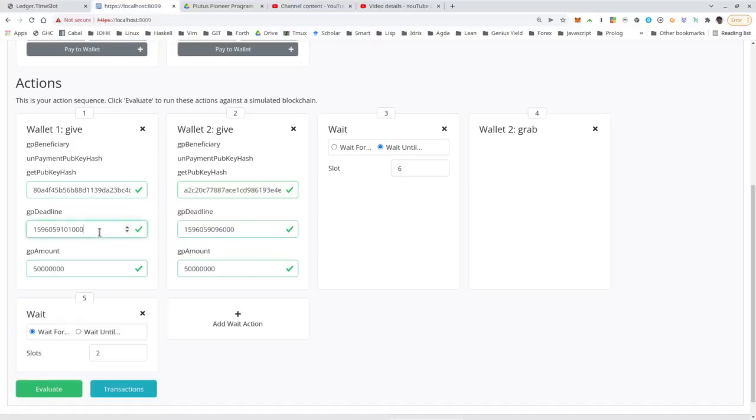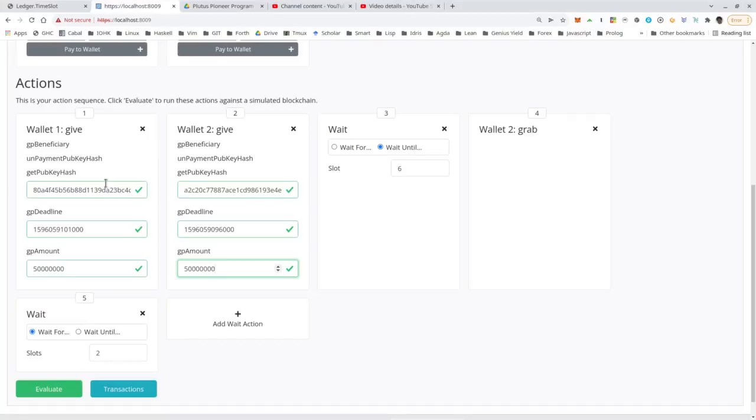So the deadline of this first gift is slot 10. So this is the POSIX time corresponding to slot 10 in the playground. The deadline of the second gift is slot 5. And both gifts are over an amount of 50 ADA.